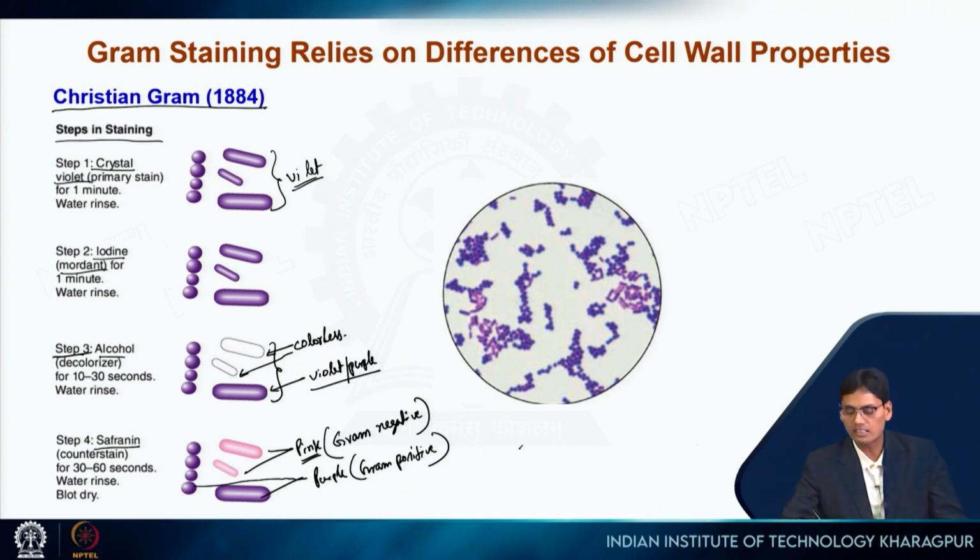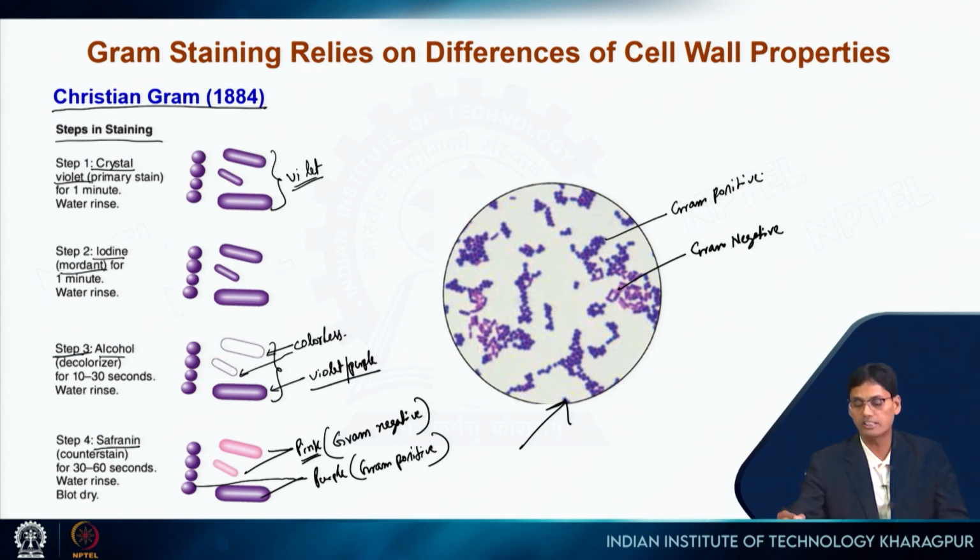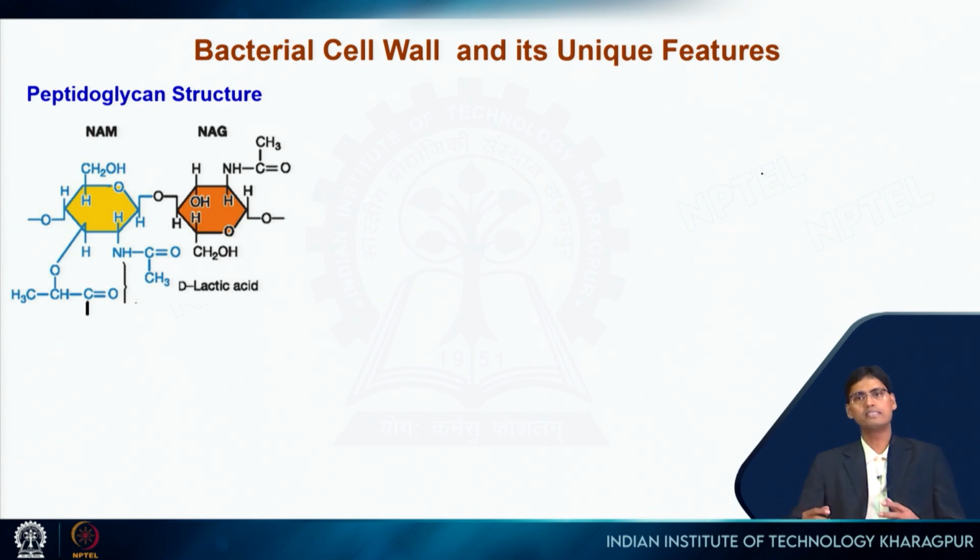So here is a real picture. As you can see, the pink colored bacteria are gram negative bacteria. The deep purple color is gram positive bacteria. Now I just mentioned the cell wall, but I would like to discuss a little more chemistry about the cell wall, which is very important for therapeutics, for antibiotics also.